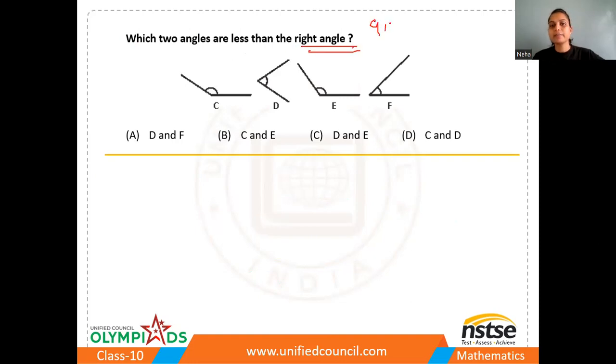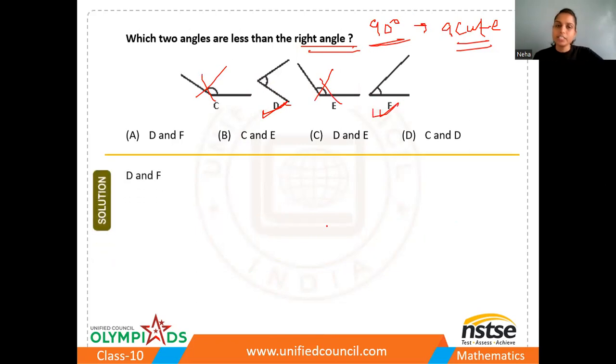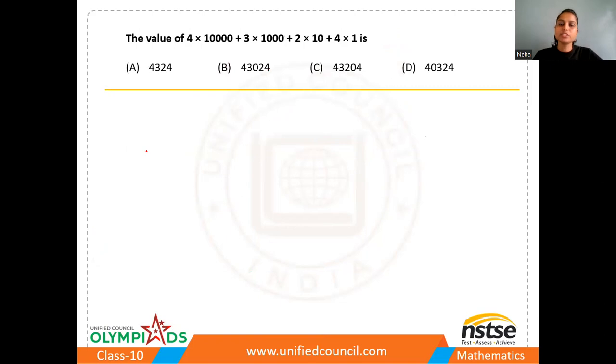Less than a right angle means less than a 90-degree angle, and we call a less than 90-degree angle an acute angle, right? Okay, so let me check. This is greater than 90, this is greater than 90. So we can see that D and F are both less than 90, lesser than a right angle. So D and F is the right answer. Option A is correct. Basically in these questions we don't have any calculation, so you can save some time.